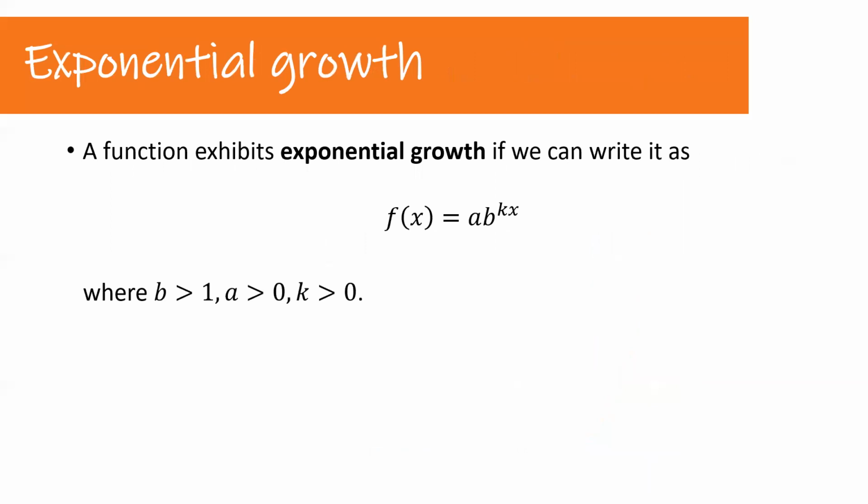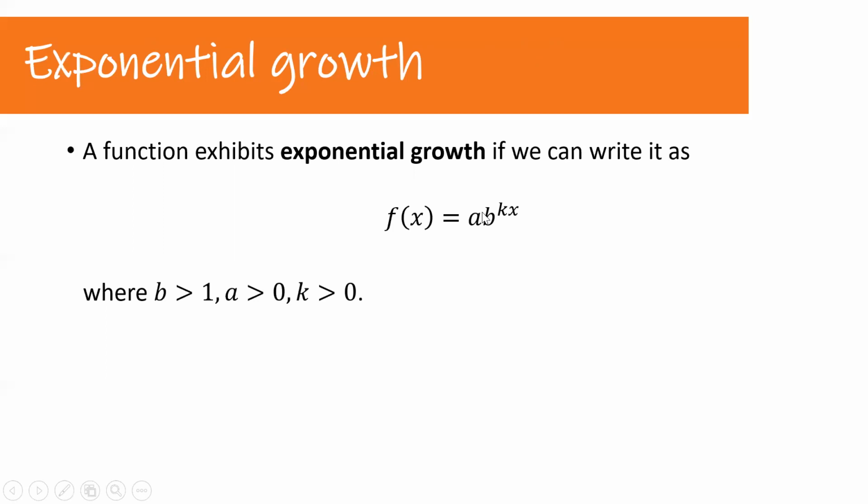Now, putting all of this together, we can talk about exponential growth and exponential decay. So a function exhibits exponential growth if we can write it as f of x equals a times b to the kx. Now, that looks like a lot of numbers, but really only a couple things are going to change between these. So a is just a coefficient here, and it has to be greater than 0 for this example. k is a constant on x, and it has to be greater than 0. And b, our base here, has to be greater than 1. That is the key to exponential growth. b here has to be greater than 1.